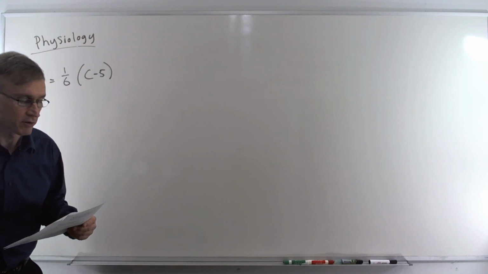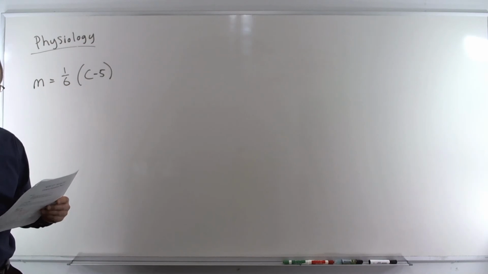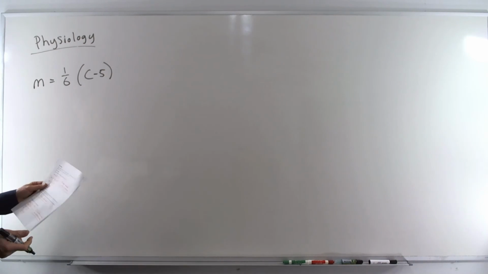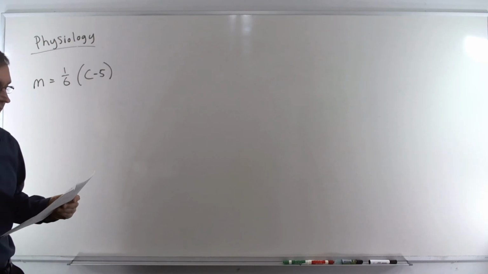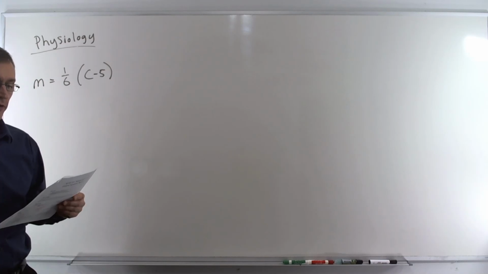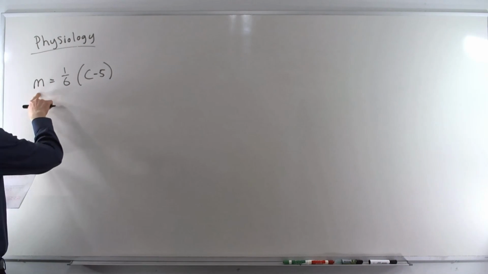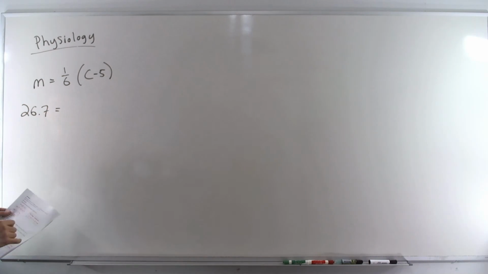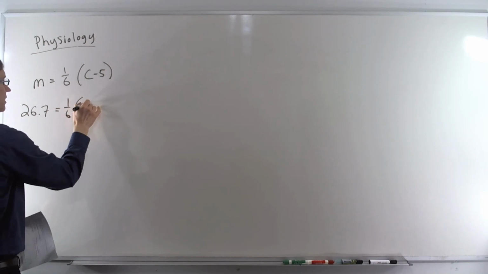For the first example, for a small mammal at rest, the oxygen consumption, C, in milliliters per minute is related to the animal's weight, m, in kilograms. And we're given the equation m equals 1/6 times c minus 5. We're going to find the oxygen consumption for a mammal that weighs 26.7 kilograms. So the weight, that's m. We put 26.7 in for m, and now we're going to solve for c.